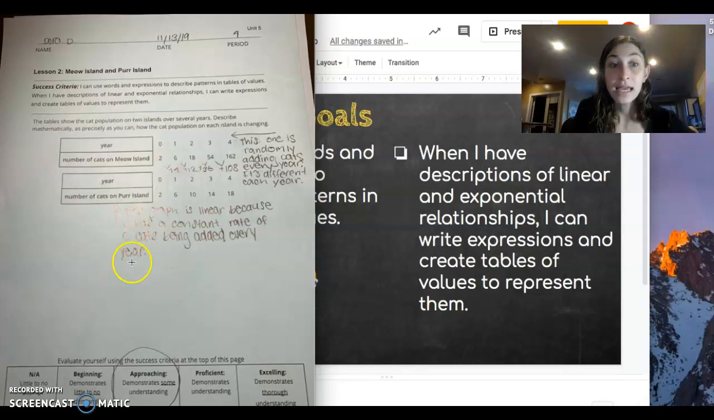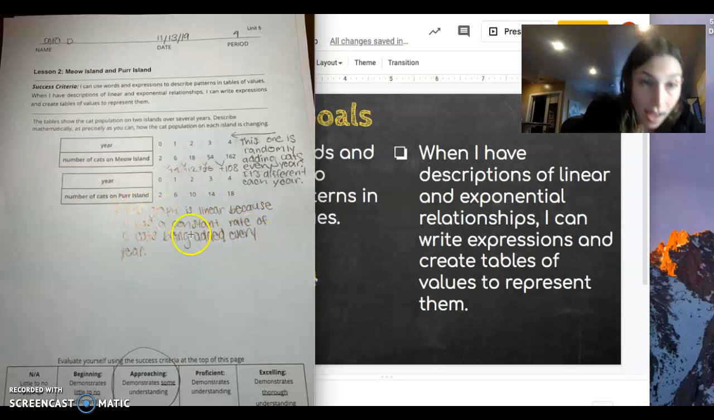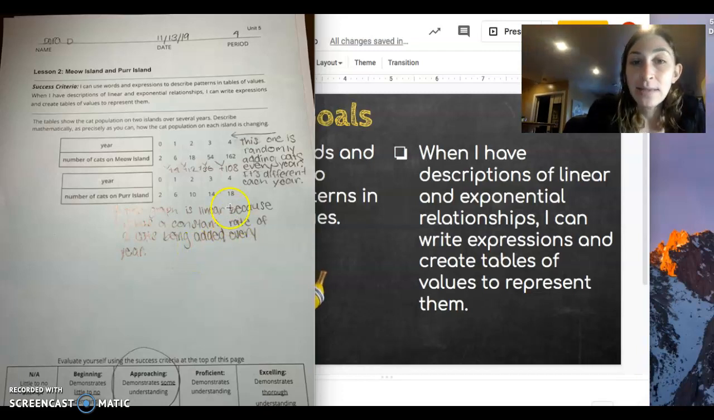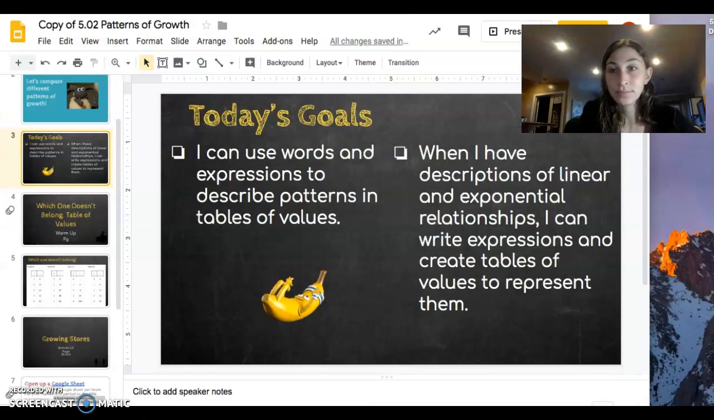Here, though, she was able to say that the graph is linear because it has a constant rate of 2 cats being added every year. She was able to identify that this is linear, but it is not at a constant rate of 2. She used the word linear, and she was able to describe that it was a constant rate and that they were adding to go up, but they were actually adding by 4. So she did show some understanding, so I gave her an approaching, which demonstrates some understanding.